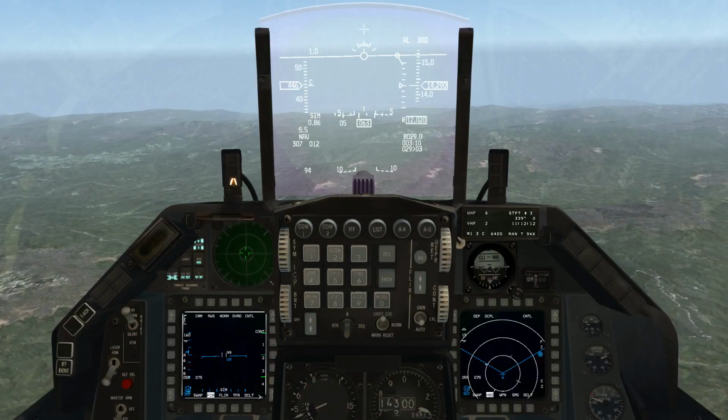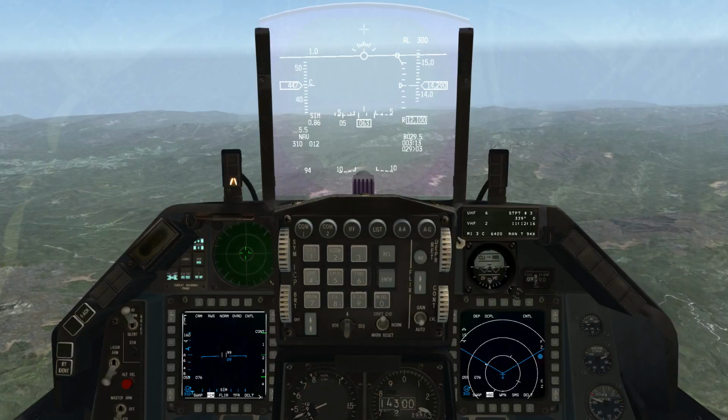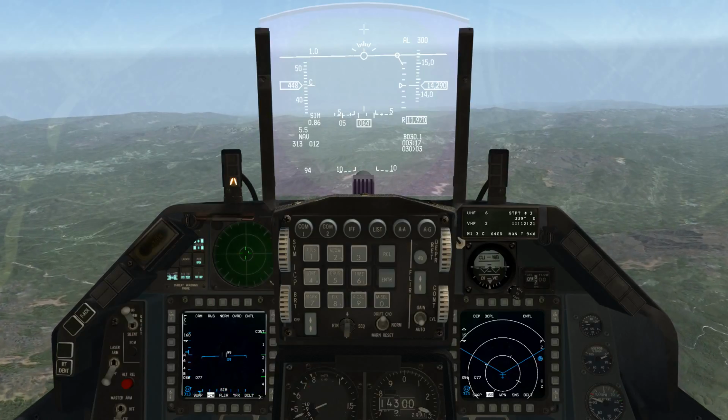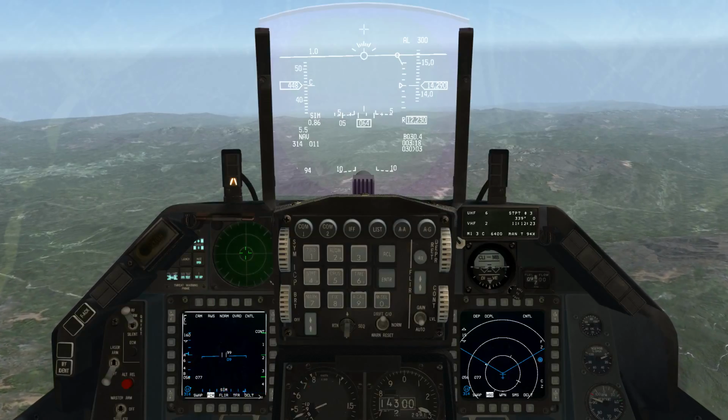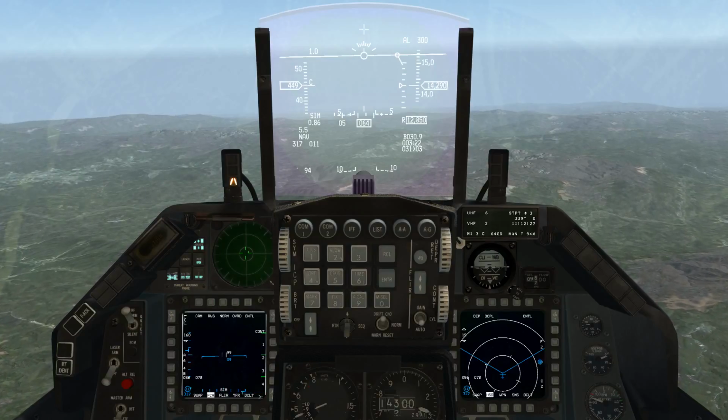Now let's say the AWACS or your wingman calls out a MiG-29 at, let's say, Bullseye 300 for 50 miles. Well, where is that? Which way do I turn?